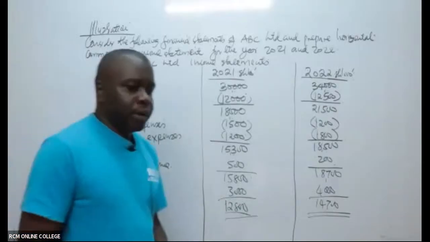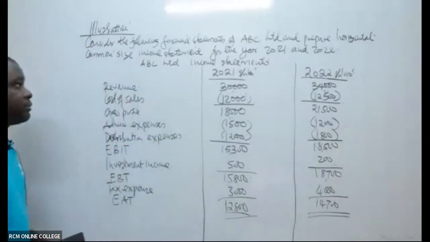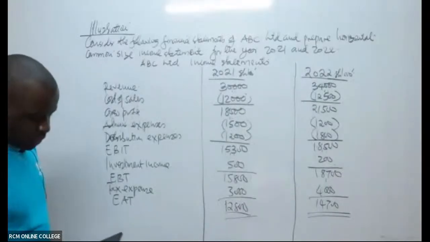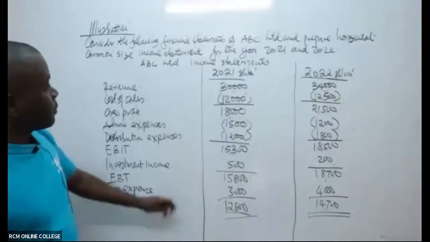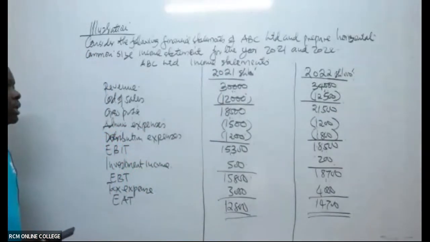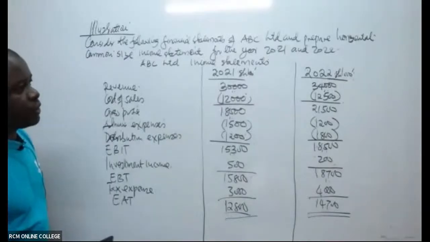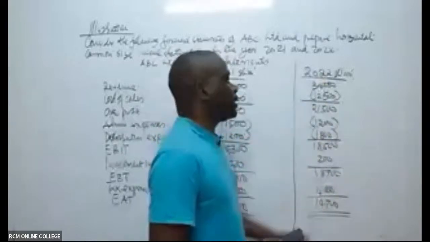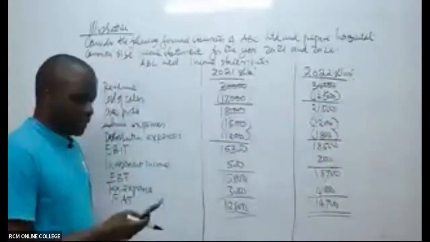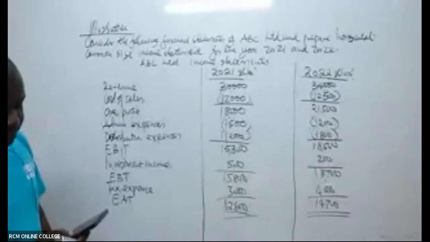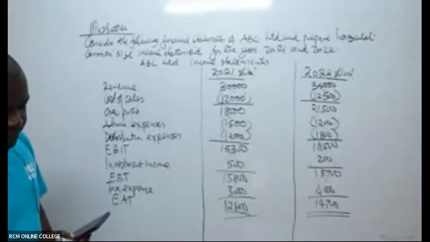So hope you are done copying it. In this case, we are now doing the horizontal analysis. Ideally, 2021 will be the base year. So you'll be using 2021 as the base year to compare with the performance of 2022, to see whether there was any improvement, or a decline in terms of performance.